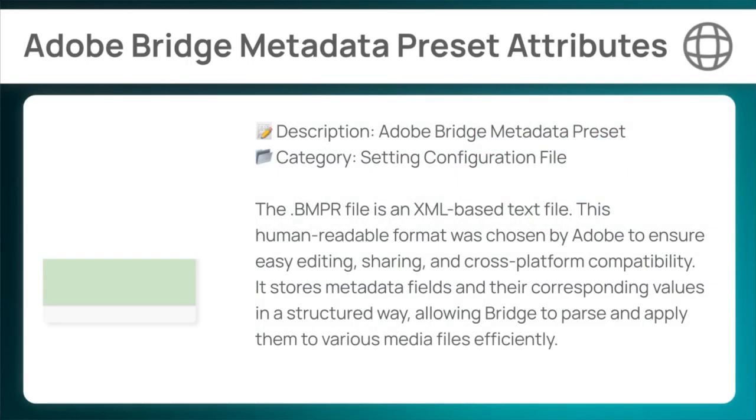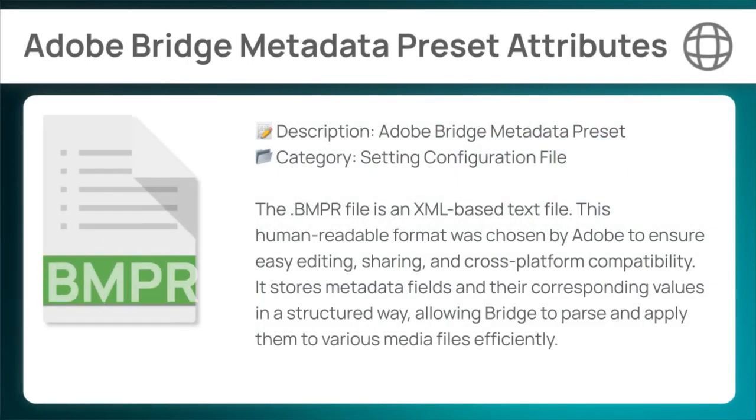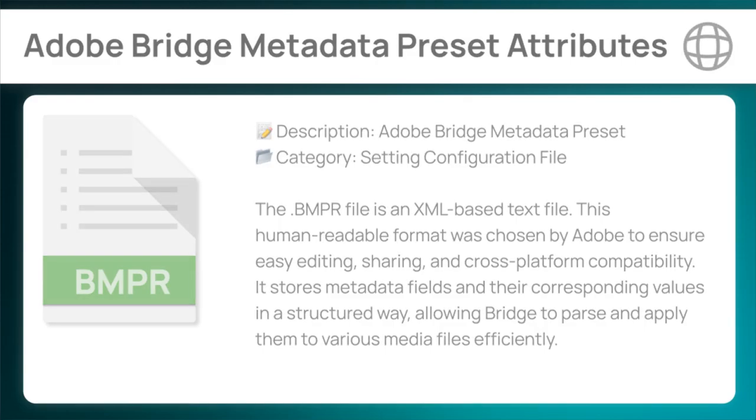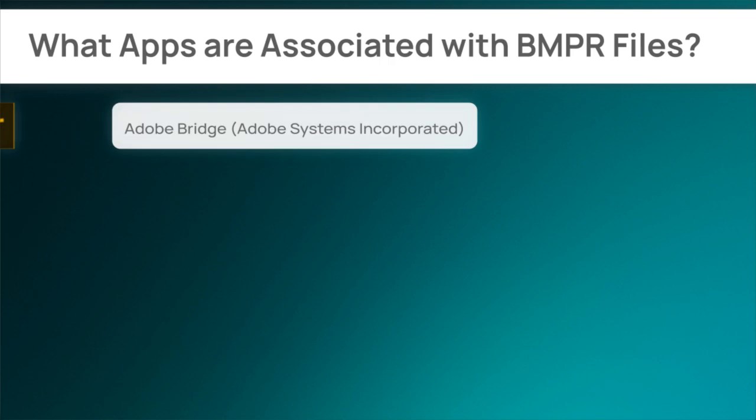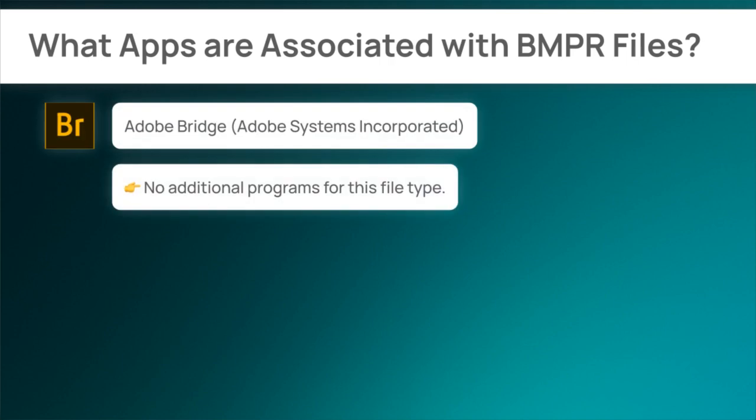The BMPR file is an XML-based text file. This human-readable format was chosen by Adobe to ensure easy editing, sharing, and cross-platform compatibility. It stores metadata fields and their corresponding values in a structured way, allowing Bridge to parse and apply them to various media files efficiently. Adobe Bridge from Adobe Systems Incorporated offers a certified solution for the BMPR file type.